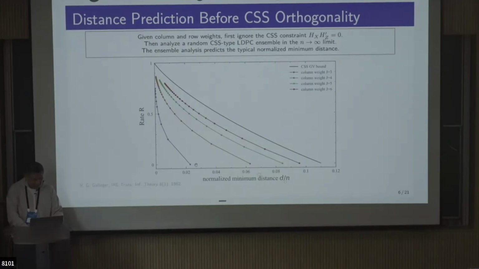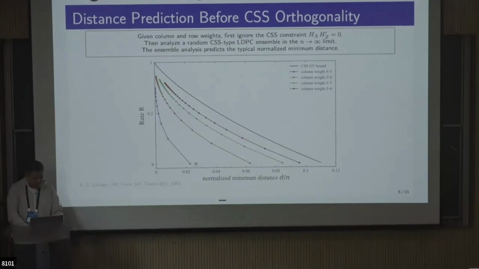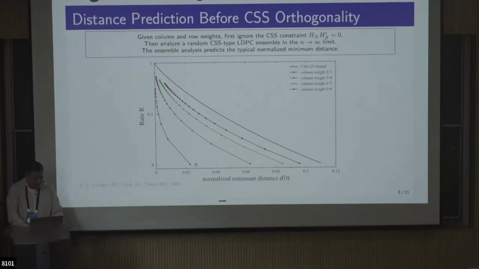The plot shows that as the column weight increases from 3 to 4 to 5, the typical minimum distance grows rapidly. So in classical LDPC codes, random construction already made the minimum distance large almost automatically.